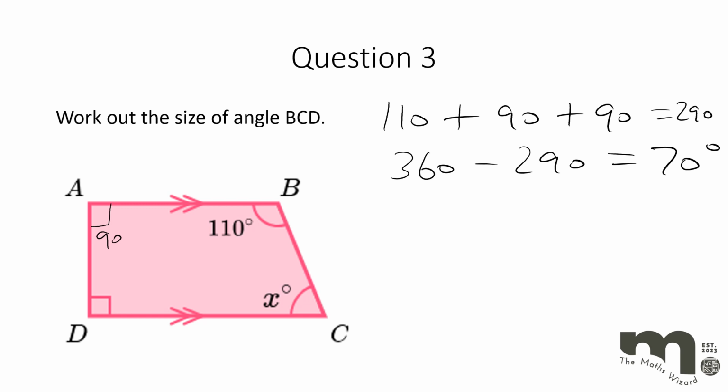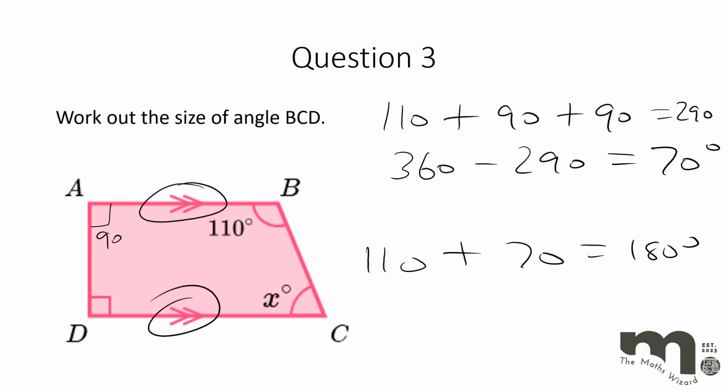You can also use your co-interior angle rule with this, because remember those two have got to add up to 180, which as you can see they do. So you can just do 180 take away 70 as well if you want to apply your co-interior angle rules, because these arrows indicate that these lines are going to be parallel.